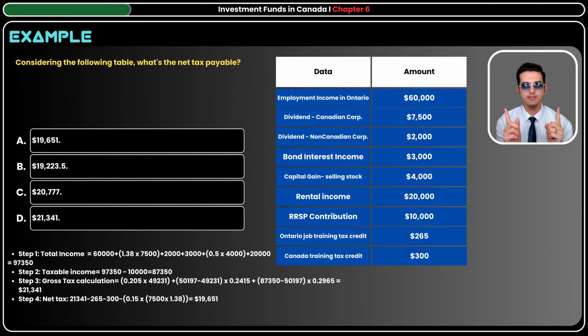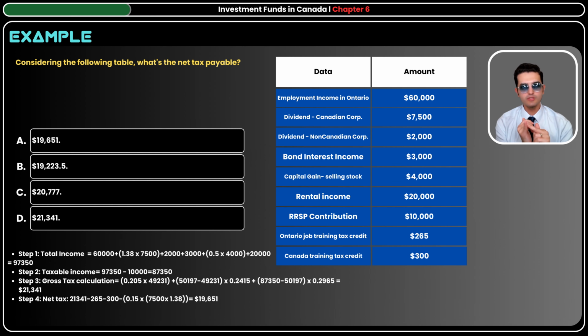What's the famous tax deductible? RRSP contribution. How much RRSP contribution do we have? 10 grand. So 97,350 minus 10,000 equals $87,350. Step number 3, we calculate gross tax calculation.